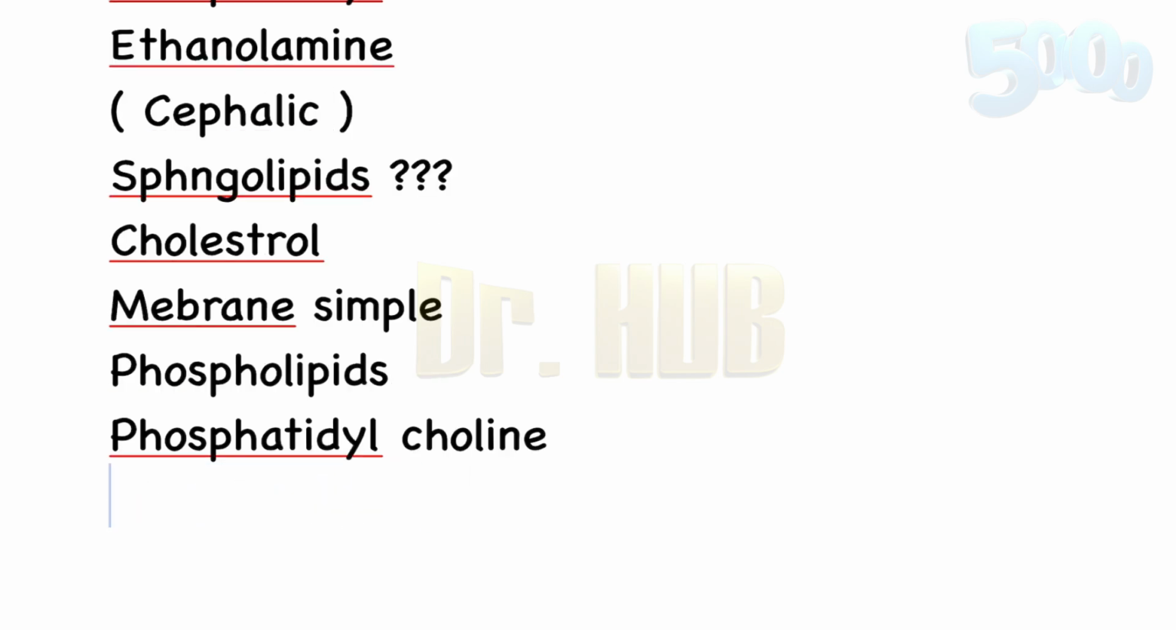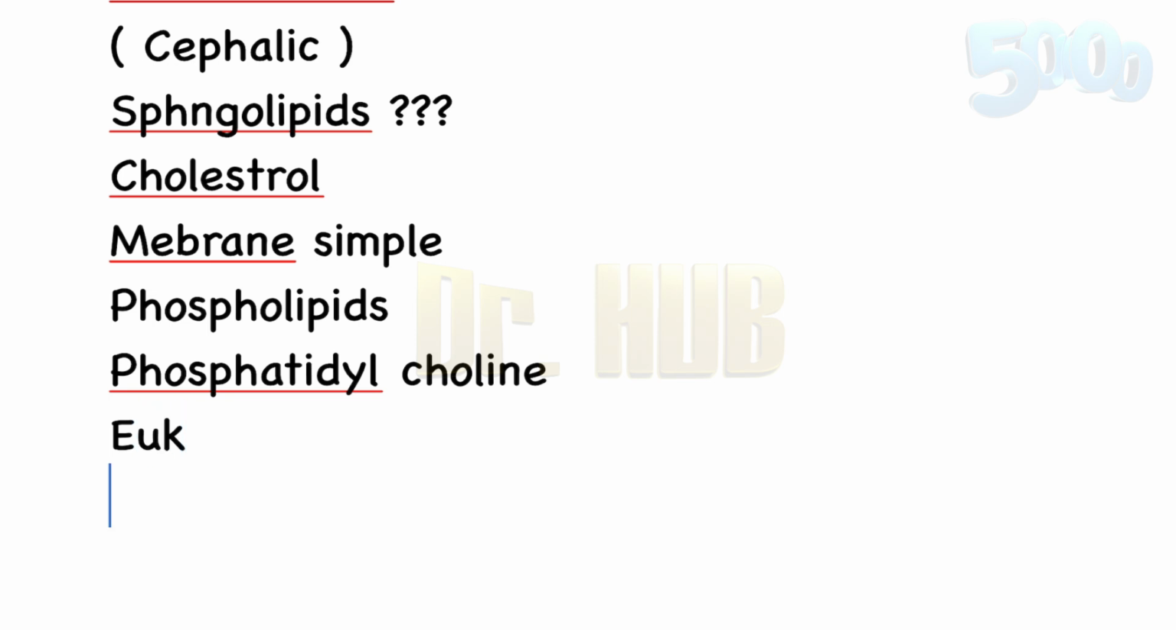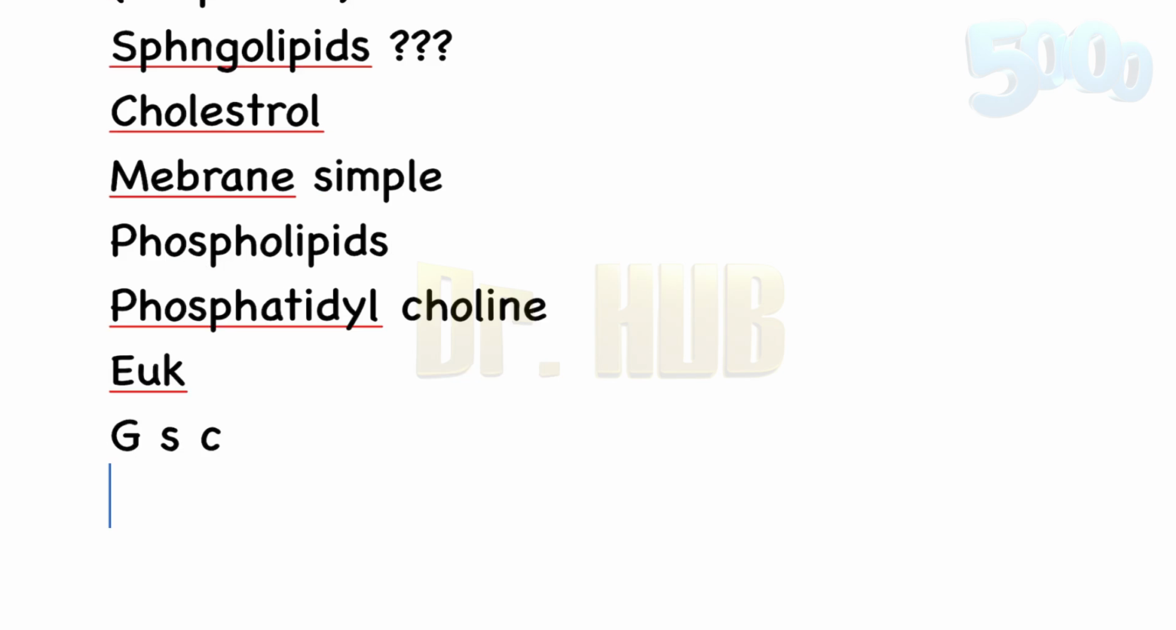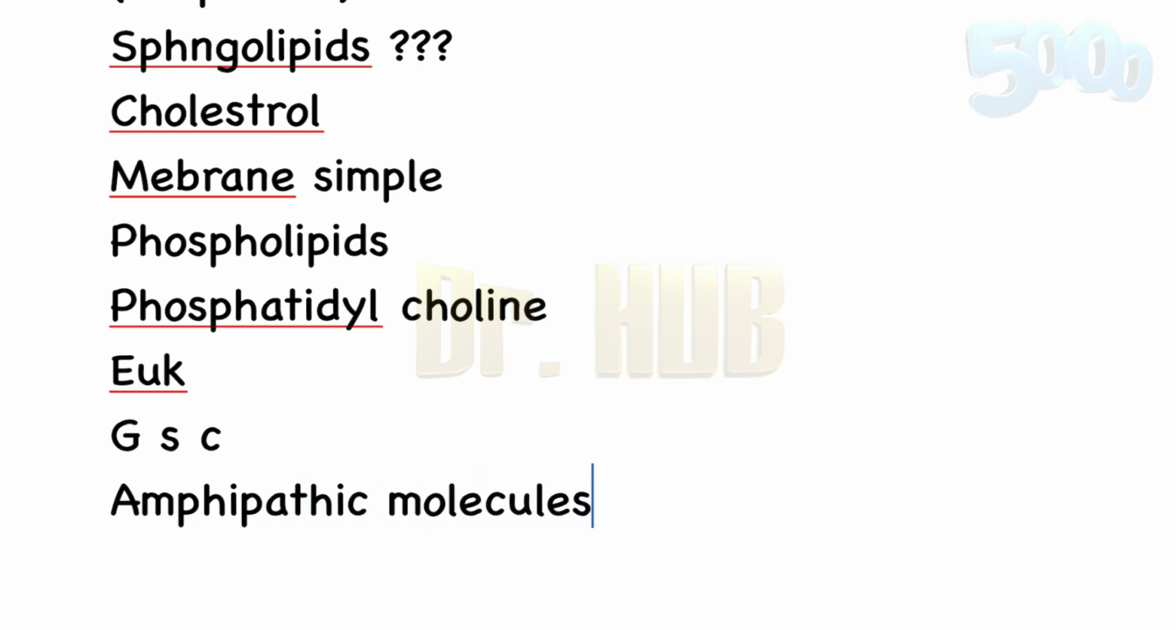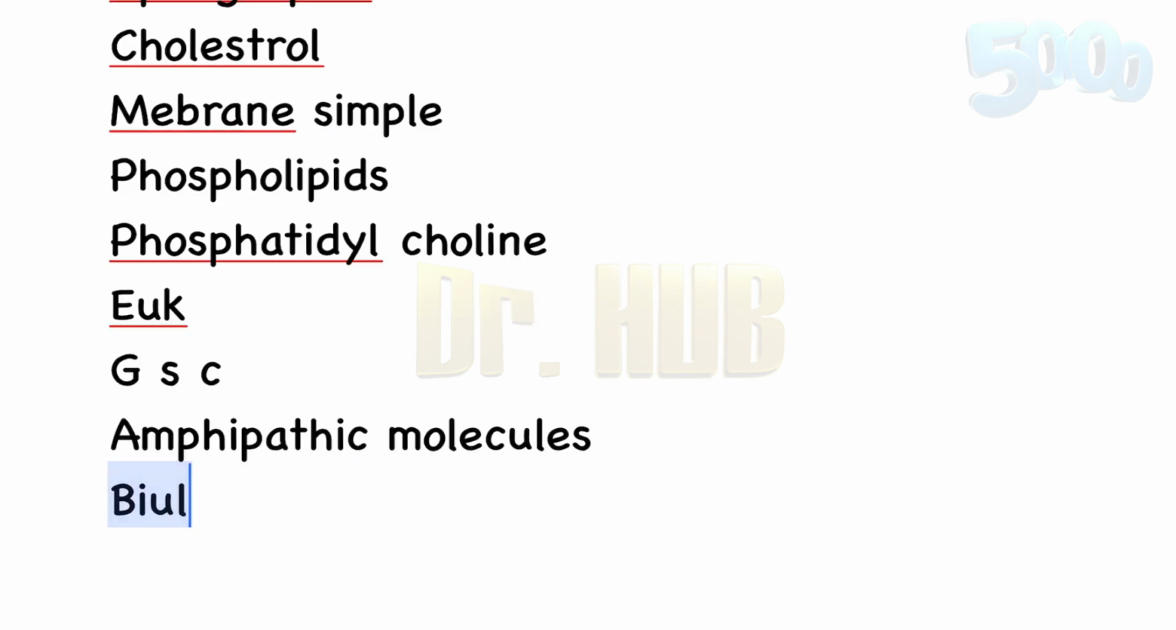Then comes in eukaryotes. In case of eukaryotes, the cell membranes contain various glycolipids, sphingomyelin and the cholesterol. Now lipids are amphipathic molecules, and they form a lipid bilayer.